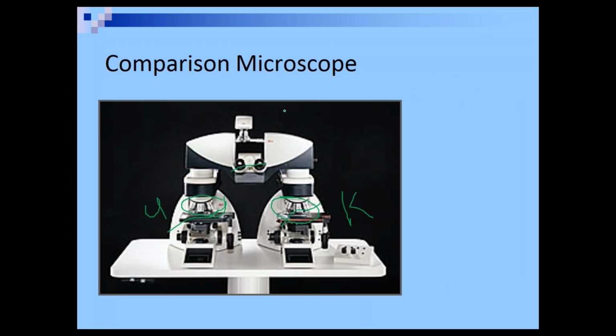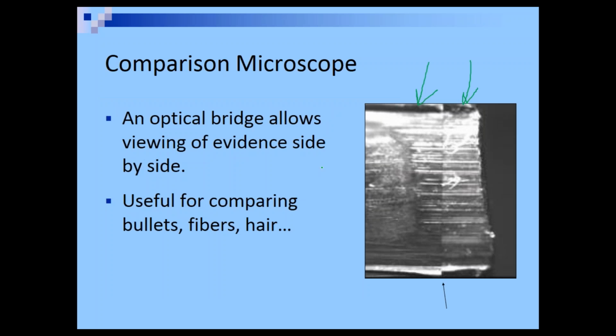It's important to understand that a comparison microscope can be two compound microscopes linked together for looking at hair and fibers, or it could be two stereobinocular microscopes hooked together for looking at bullets. This is an image from a stereobinocular comparison microscope, and you'll notice you can almost see this thin crack going through it.